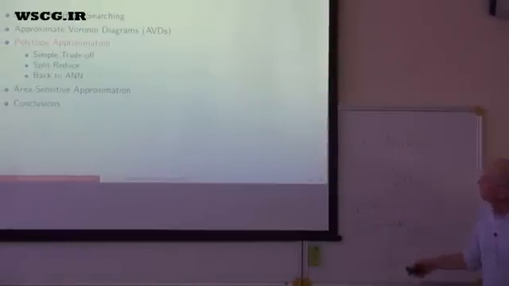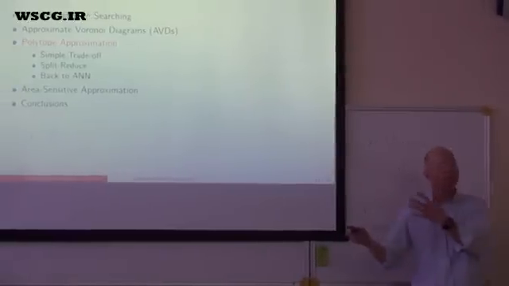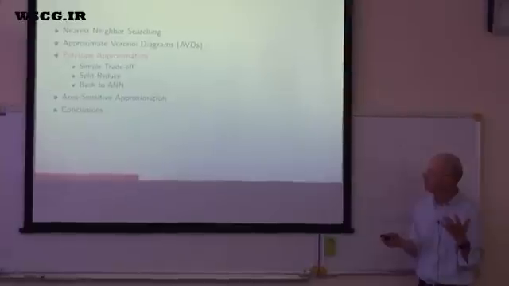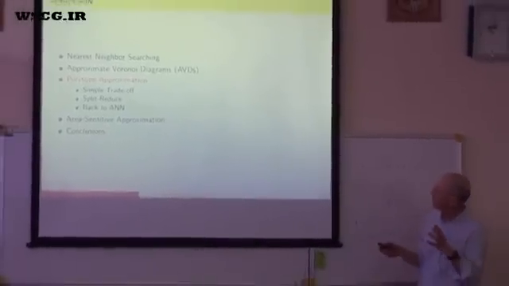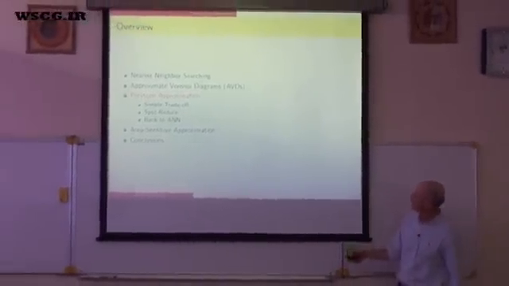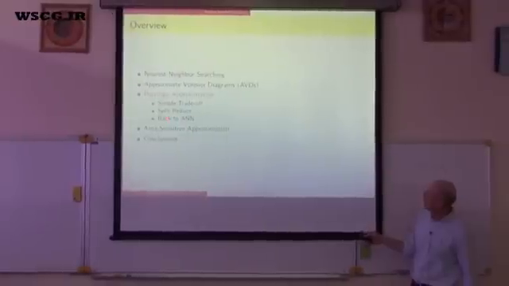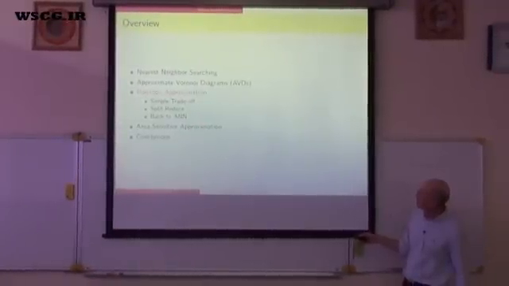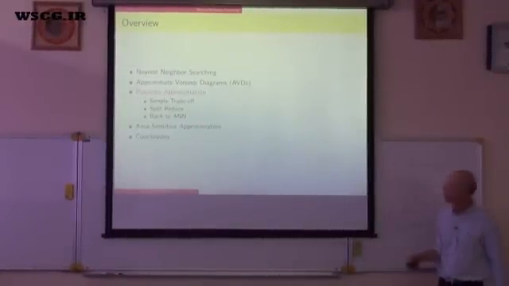Okay? So the new results came about from a completely different way of thinking about the problem, from the perspective of what we would call polytope approximation. So I'm going to describe polytope approximation, I'm going to describe a method for doing this, and I'm going to describe how this relates to the nearest neighbor problem.